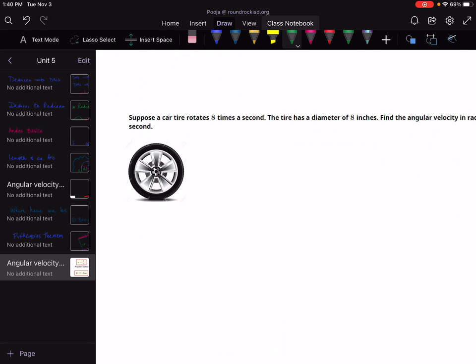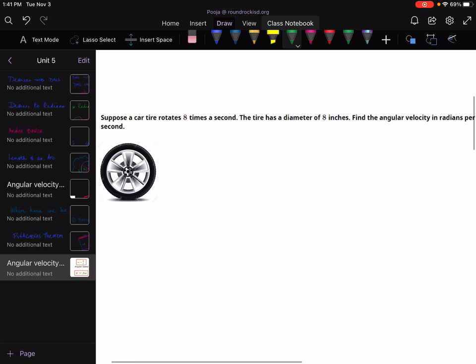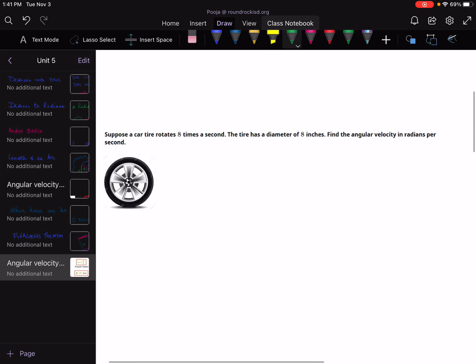I have this first one here where we have a tire that rotates 8 times a second. The tire has a diameter of 8 inches. Find the angular velocity in radians per second. So register in your mind that this is talking about finding angular velocity. The letter that represents that is this curvy looking W, and they're also very specific that they want it in radians per second. So let's gather the information that's already given to me.